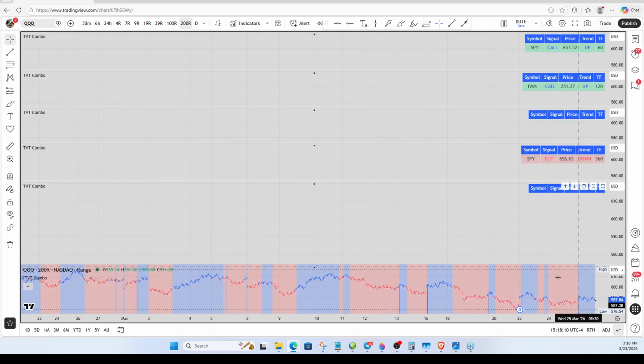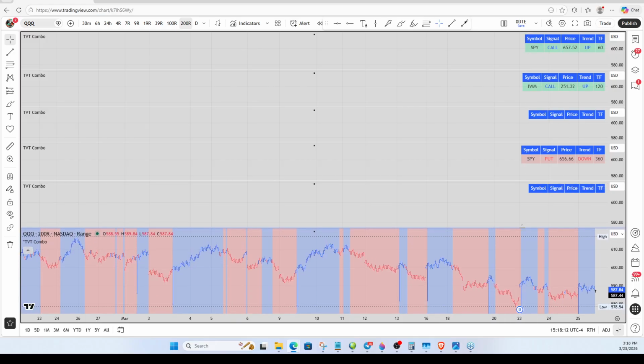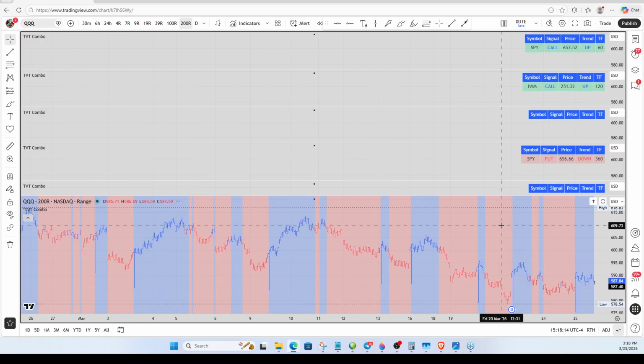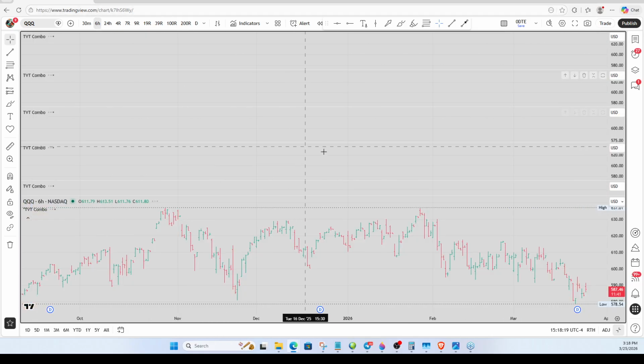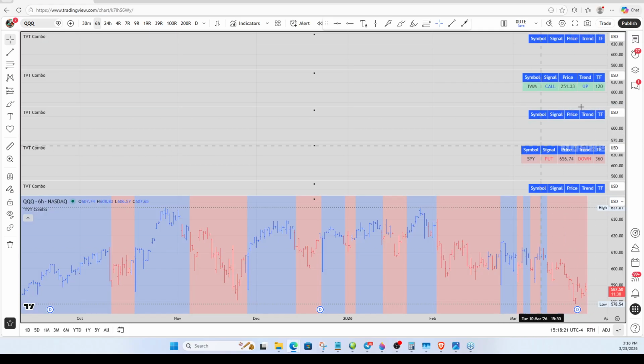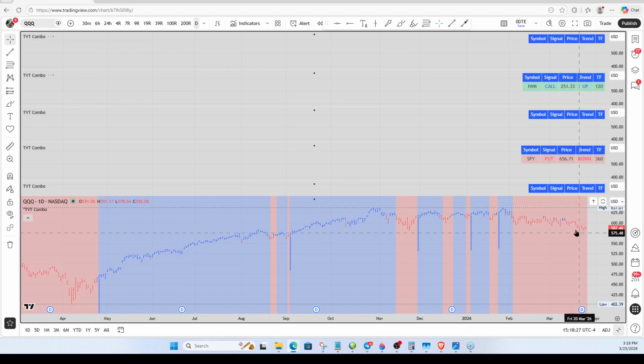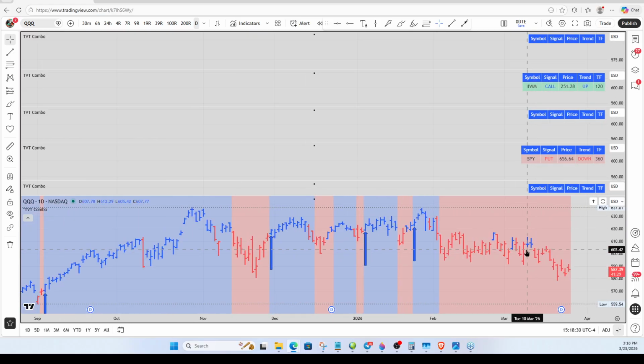Okay, this is the symbol down here. Okay, the TVD combo, and that's on a 200 range. You want to put that on either a 6-hour or a daily. For this stuff here, it's working off the daily. So we look at it on a daily, then this is what it looks like. And put the midpoint on there.